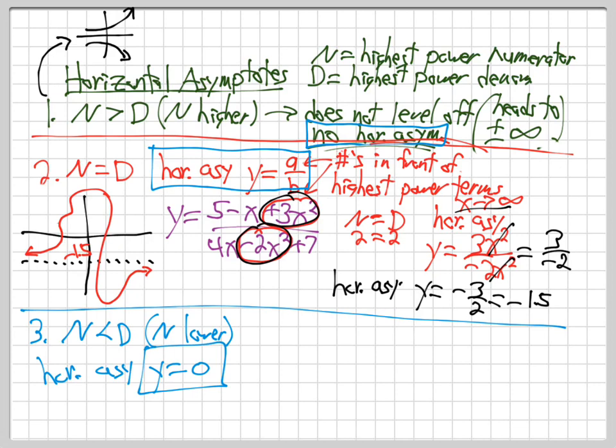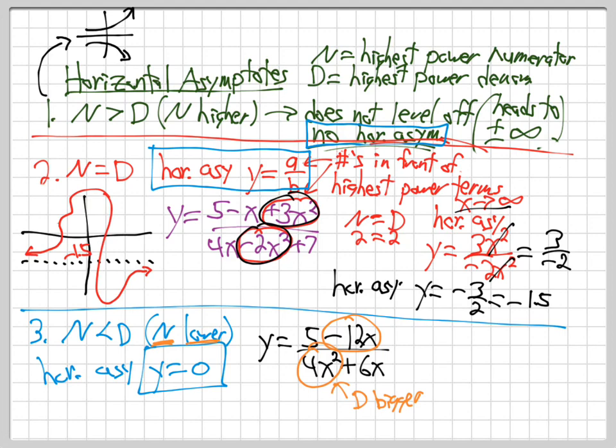Let me give you an example of this one. This would be something like y equals (5 minus 12x) over (4x squared plus 6x). So notice, this is the most powerful term in the top, and this is the most powerful term in the bottom. Who's bigger? Who's stronger in the tug of war? The denominator is bigger, stronger, right? The numerator is lower. So the bottom will win the tug of war.